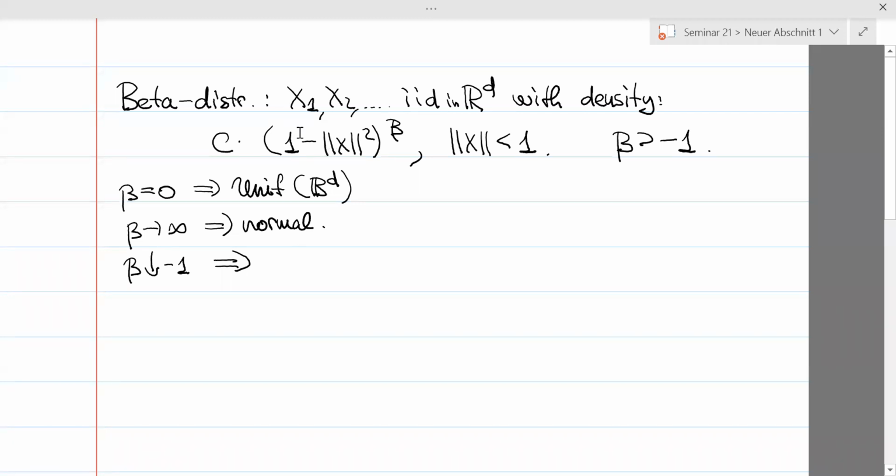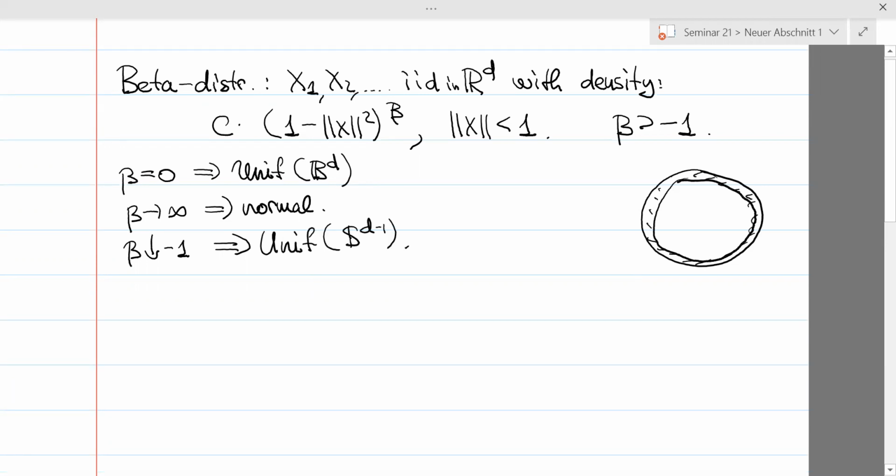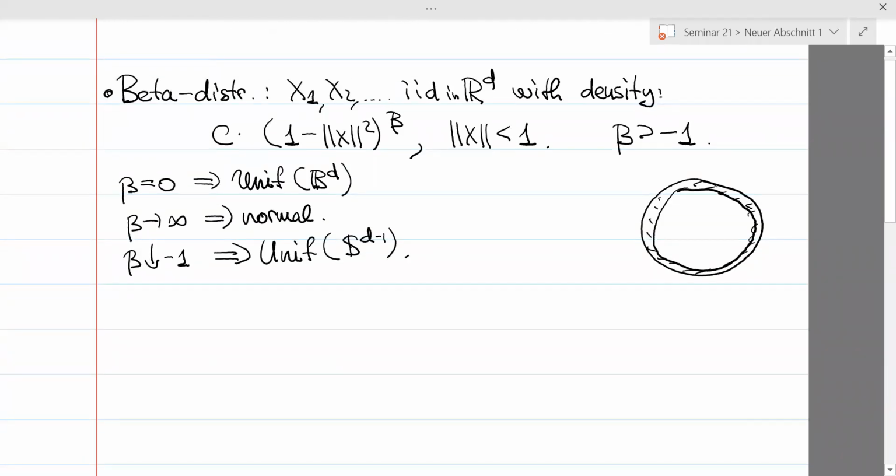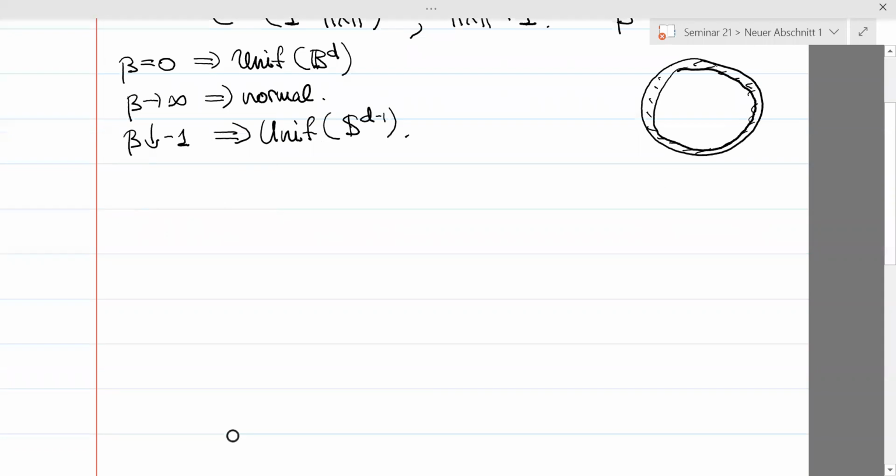But it's a density, right? It goes pointwise to 0, which means that it should concentrate in a shell somewhere here if beta goes to -1. And one can check that in this case the distribution converges to the uniform distribution on the sphere. So these three cases are special cases. Now, this defines the beta distributions. And there is another family, the beta prime distributions.